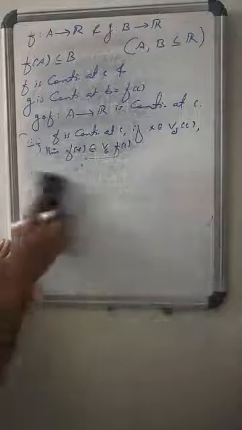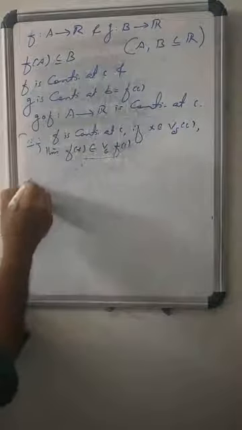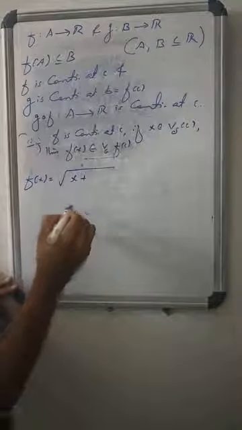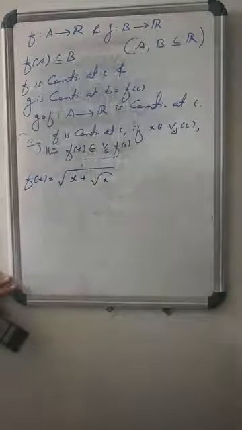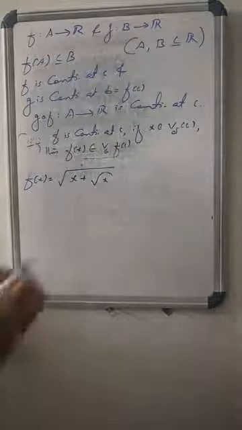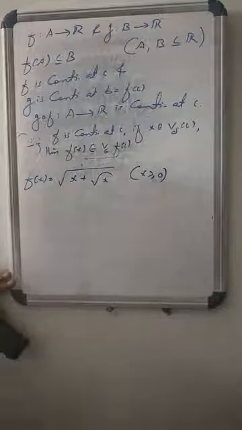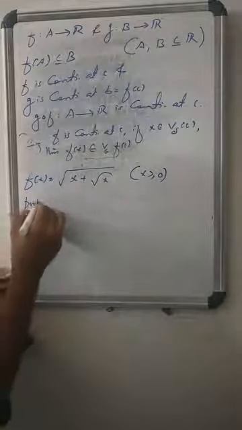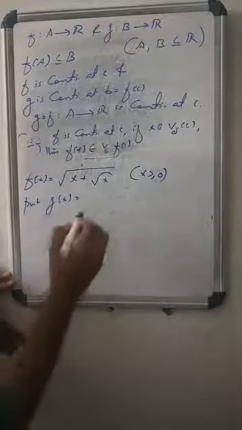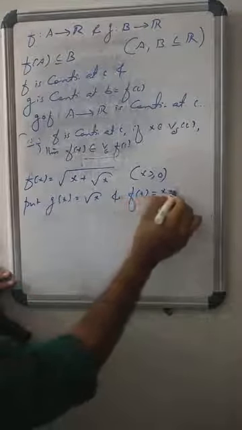So how? Consider a problem. Consider f of x equals square root of x plus root x. How to check the continuity of this function for x greater than or equal to 0? How to check? Put g of x equals root x, and f of x equals x plus root x.